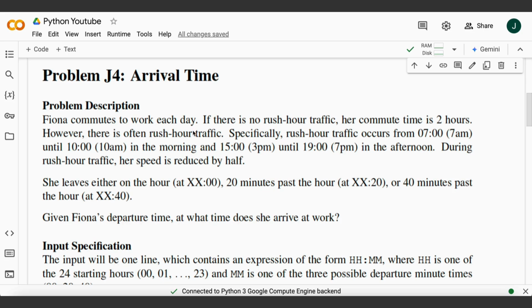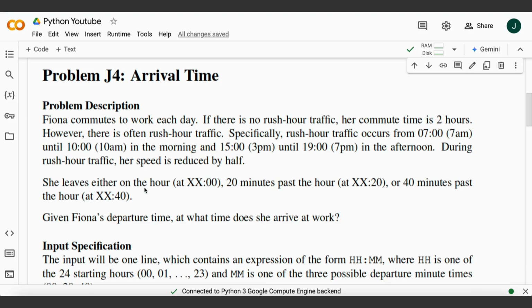Fiona commutes to work each day. If there's no rush hour traffic, her commute time is 2 hours. However, there is often rush hour traffic, right? Specifically, rush hour traffic occurs from 7 a.m. until 10 a.m. in the morning and 3 p.m. until 7 p.m. in the afternoon. So during rush hour traffic, her speed is reduced by half. So what does that mean? During those hours, it will take her double the time to travel, right?